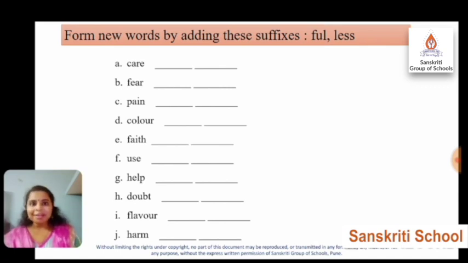Same way, fear. Fearful, which means full of fear. Every animal in the jungle is fearful of the lion, which means everybody is afraid of the lion. Whereas when I'm adding LESS, it becomes fearless. The lion is fearless, which means the lion does not have any fear. See how the word meaning changes when you're adding the suffix? Same way, why don't you try out the rest of the words? Say, pain becomes painful if you add FUL, and it becomes painless when you add LESS.